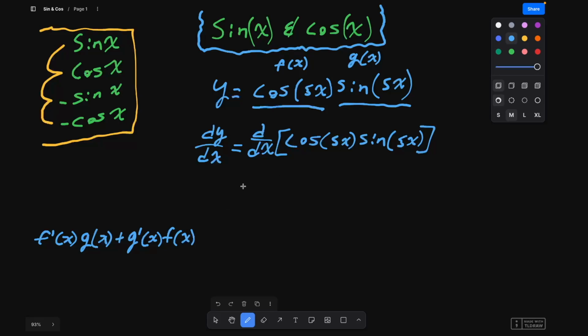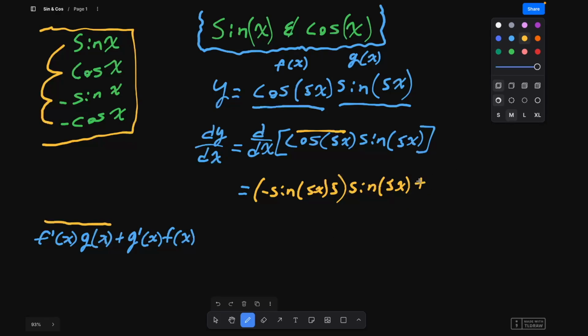So following the product rule, that equals the derivative of our first, cosine of 5x. So the derivative of cosine of 5x, we know, is negative sine 5x times the derivative of the inside, which is just 5. And looking back at the formula for our product rule, that is all multiplied by the second, by our sine of 5x. So that was the first half of our product rule.